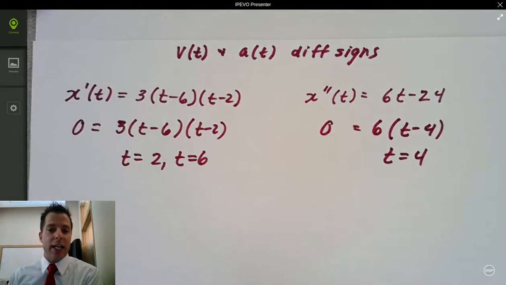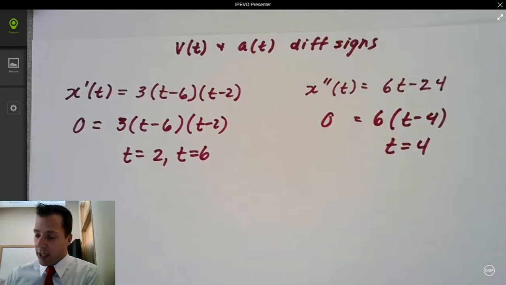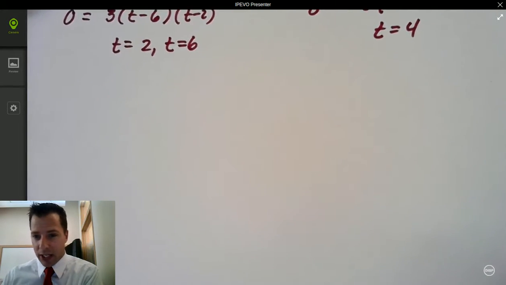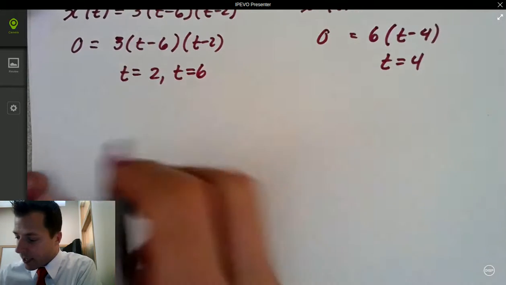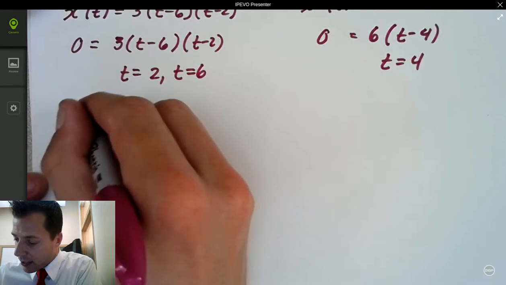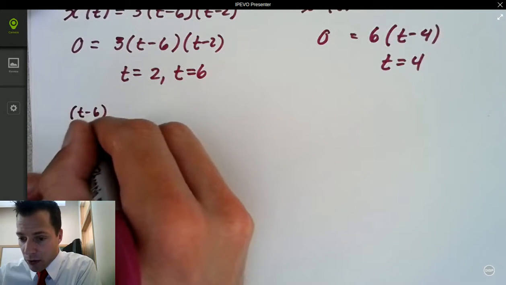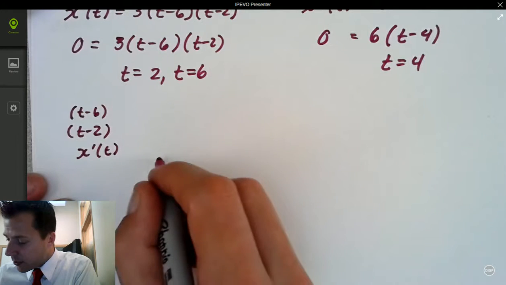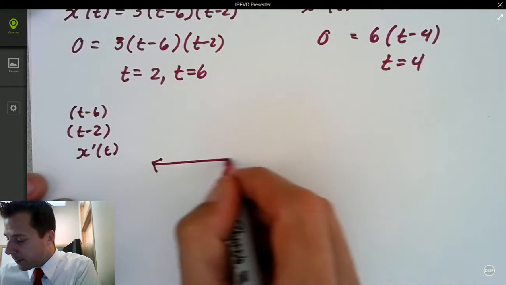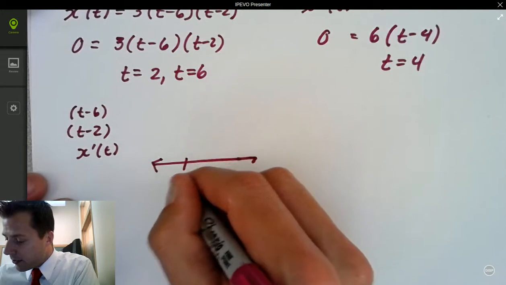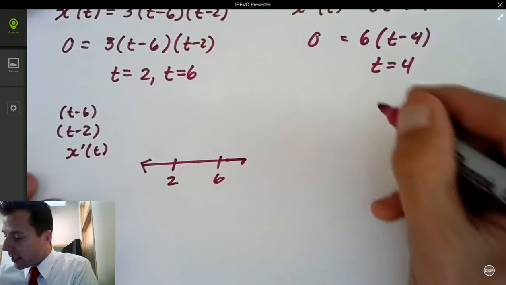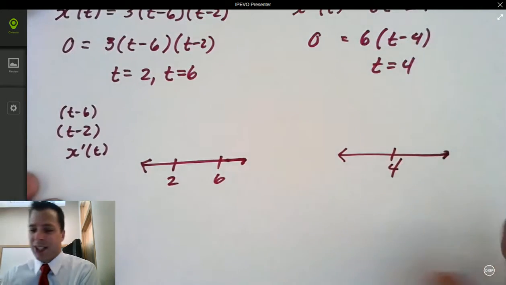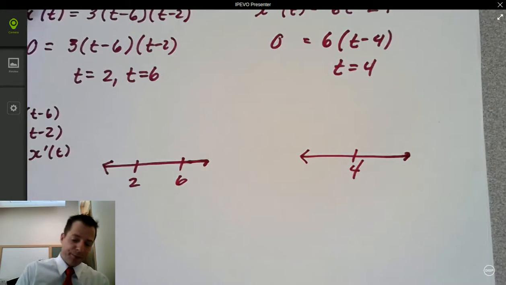So I'm going to set up two sign lines to do this, and then I'm going to try to simplify from there. Okay, so let's go ahead and look at the two sign lines. Okay, so I'm going to have t minus 6, t minus 2, and x prime. What's x prime of t doing? Okay, so here's my sign line, and then 2 and 6. And then the sign line for 4. Pretty easy. Let's just start with the second derivative because there's only one term.